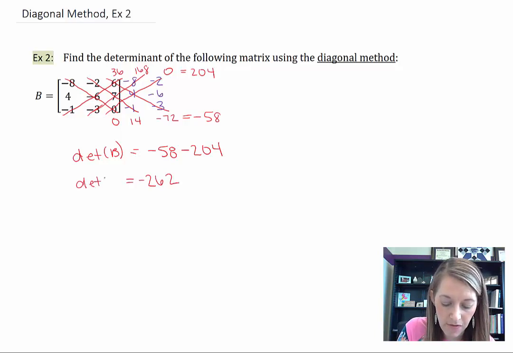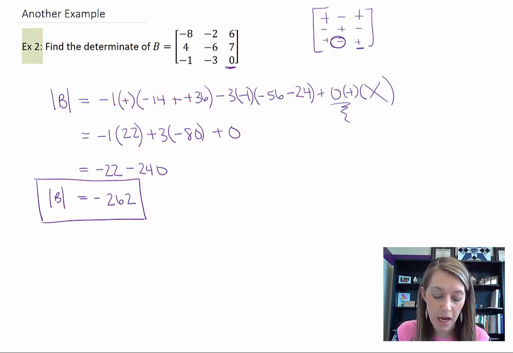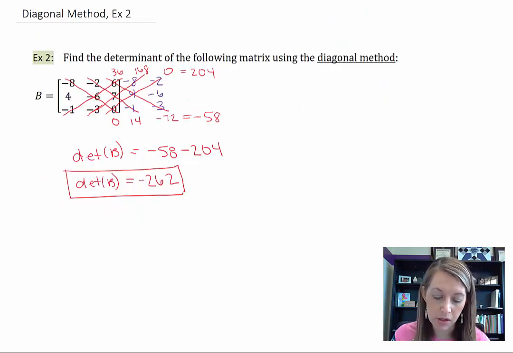So you can see why this is my favorite method. You can see it's a lot faster than using minors and cofactors, and we don't have to choose any row or any column to expand upon. Now we also did the determinant of this one using that expanding method, and we saw that the answer was negative 262, so that's the same answer that we get down there.